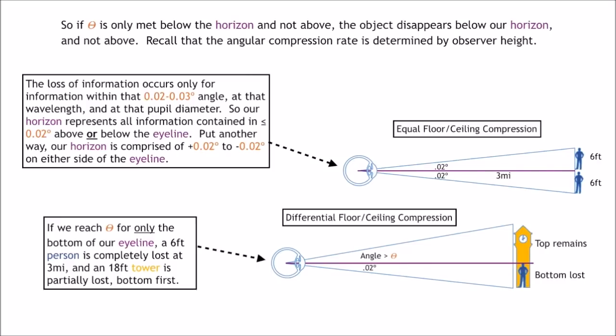Or put another way, our horizon is comprised of plus 0.02 degrees to minus 0.02 degrees on either side of the eye line. And again, if we did differential floor and ceiling compression and we got closer to a tangible physical wall, ceiling, or floor, then we would have differential angle compression, and anything met along that compressed angle side, either the wall, the floor, or the ceiling, is going to reach theta, and it will be lost against that object. So if we reach theta for only the bottom of our eye line, a 6-foot person is completely lost at 3 miles, and an 18-foot tower is only partially lost. It loses 6 feet essentially, and it loses it bottom first if we are compressed against the floor.